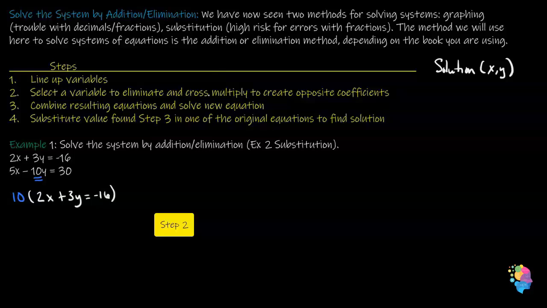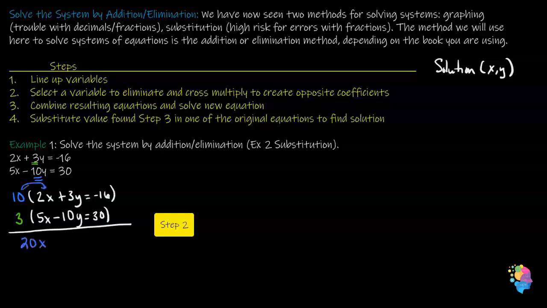And then we look at the coefficient of the y variable of the first equation. Remember, the y variable is the one that we decided to eliminate, and that's what the second equation is going to get multiplied by. So let's begin the multiplication. 10 times 2 will be 20x. Then 10 times 3 will be 30y. And then 10 times 16 will be 160. But since the 10 is positive and the 16 is negative, this will be negative 160.